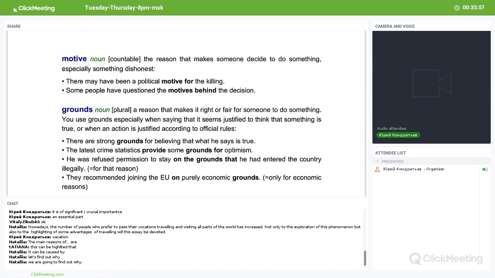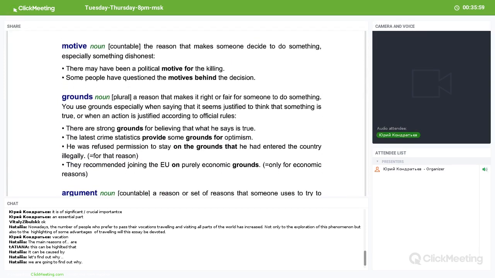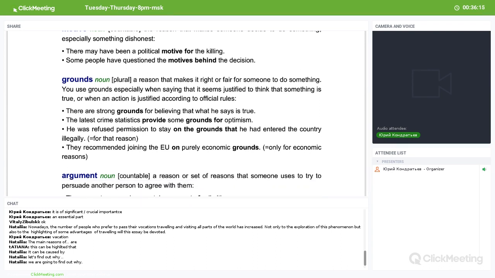Then motive. There may have been a political motive for the killing or behind. Some people have questioned the motives behind the decision. Okay. Then another synonym for a reason is grounds. There are strong grounds for believing that what he says is true. The latest crime statistics provide some grounds for optimism. He was refused permission to stay on the grounds that he had entered the country illegally.